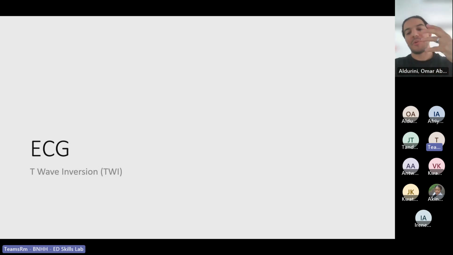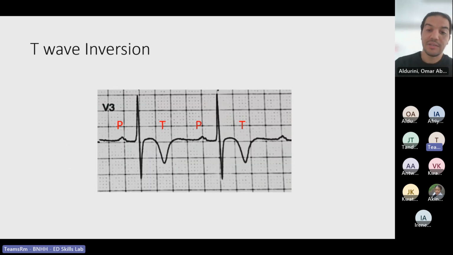So let's speak about the next change. Our first change that we can see in an ECG is a T wave inversion. For example, in lead V3, in this example, we have the P wave and then the QRS complex, and the T wave is coming down instead of coming up. So this is abnormal.